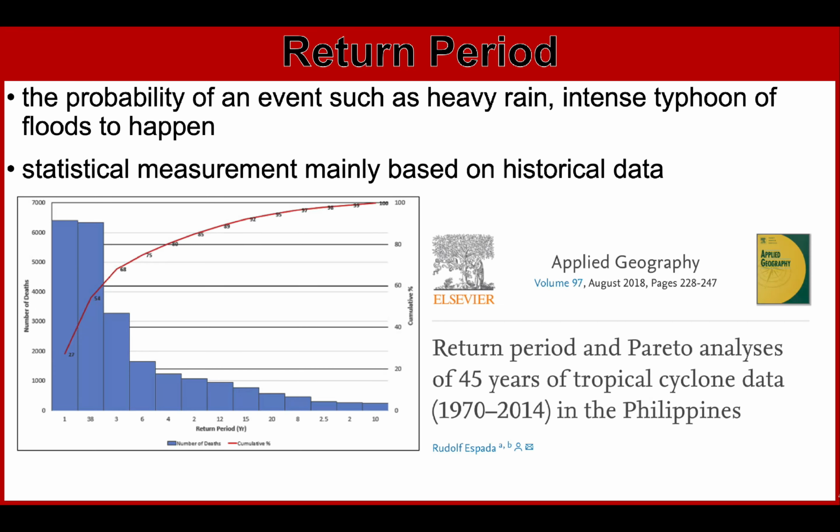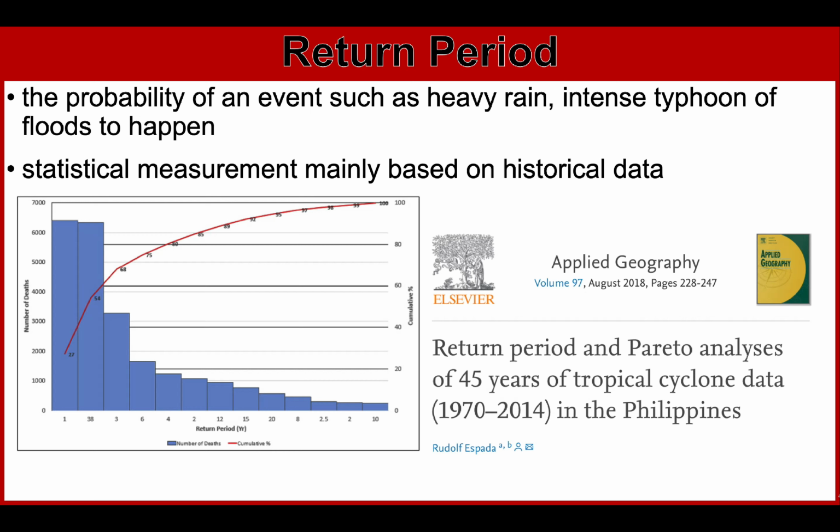So there have been a lot of studies about tropical cyclones, particularly here in the Philippines. For example, this one, return period and Pareto analysis of 45 years of tropical cyclone data from 1970 to 2014 in the Philippines. Here they have found out that six tropical cyclones caused 80% of the damage costs and deaths in the Philippines.